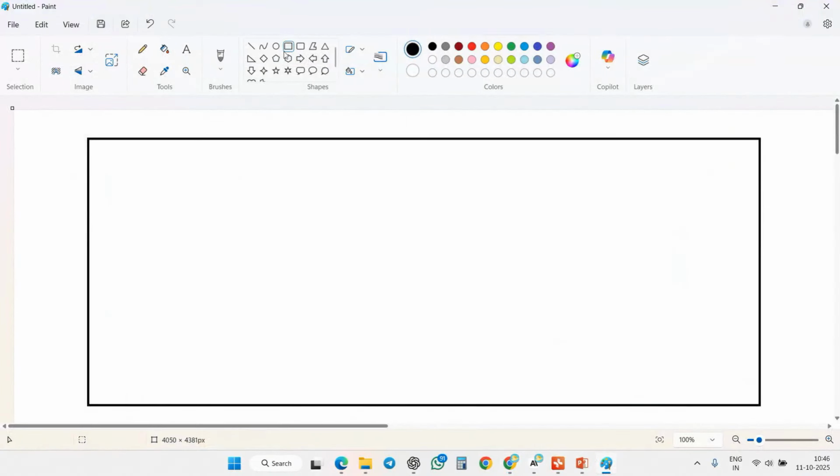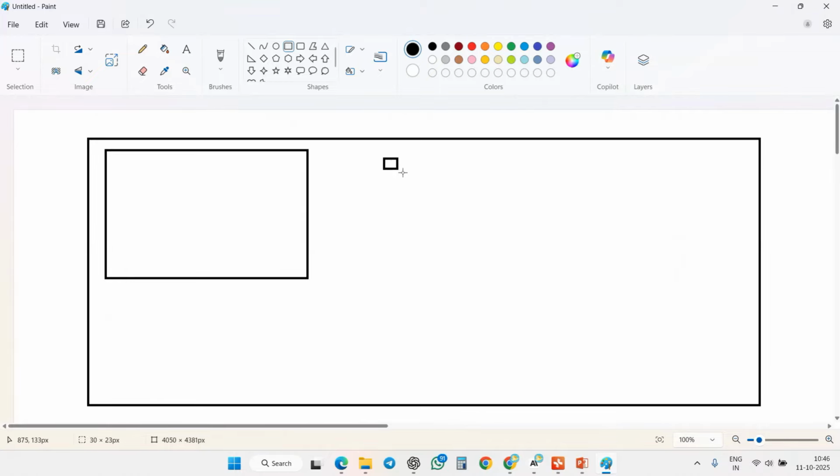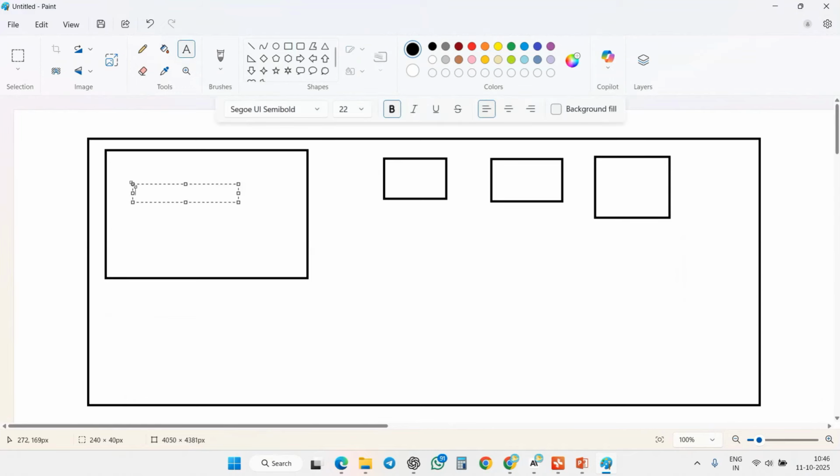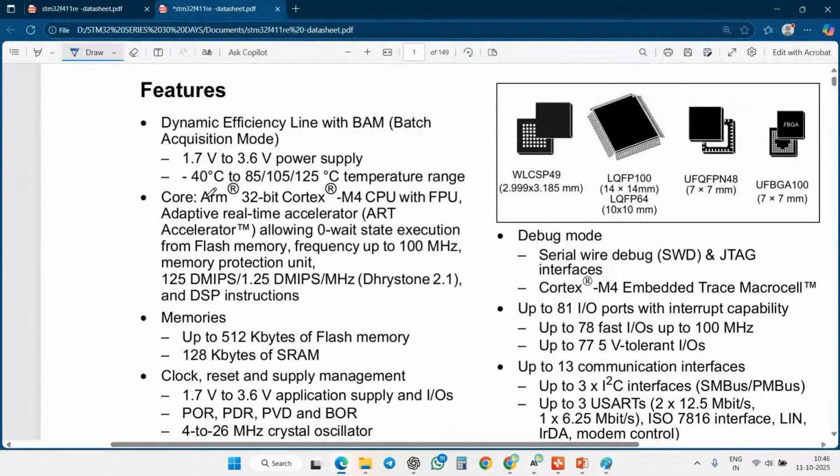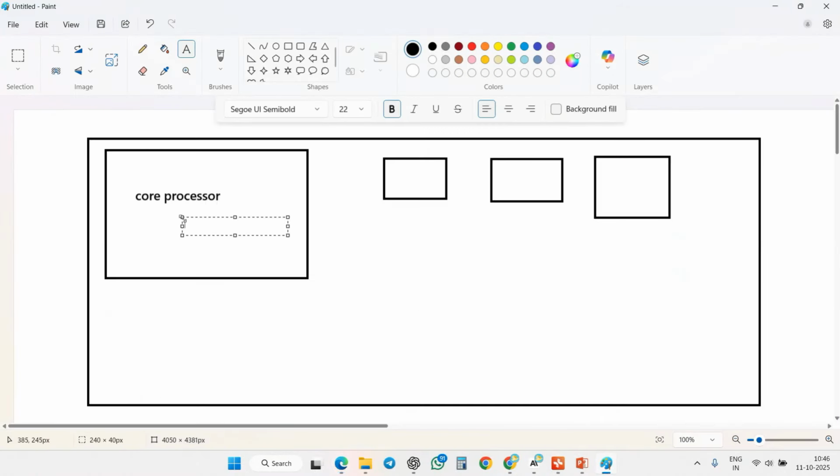In this concept, first you need to understand what the core processor present inside this STM32 microcontroller is, and then we are going to study each and every peripheral one by one. So first, we are going to study what the core processor present inside is. The core processor is called an ARM 32-bit Cortex. That means it is ARM Cortex.